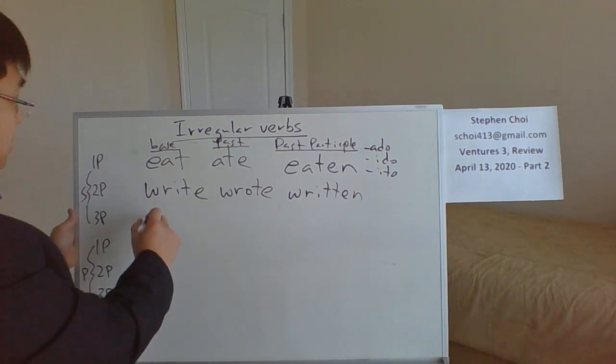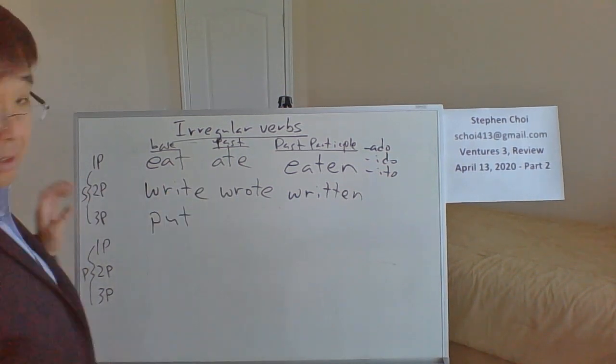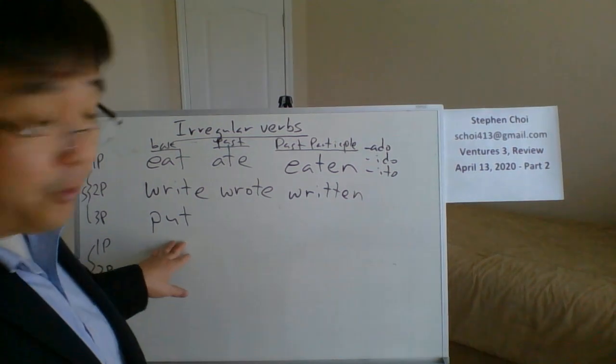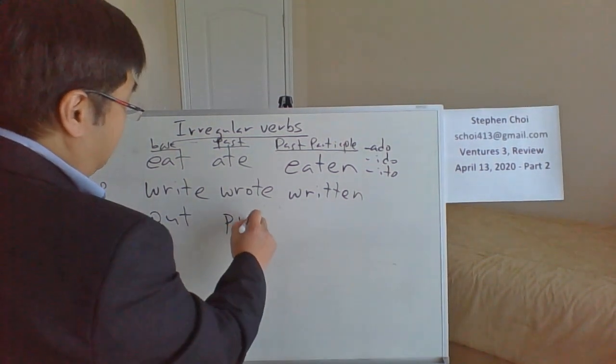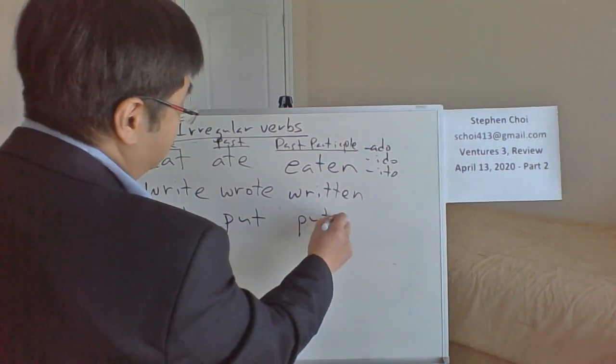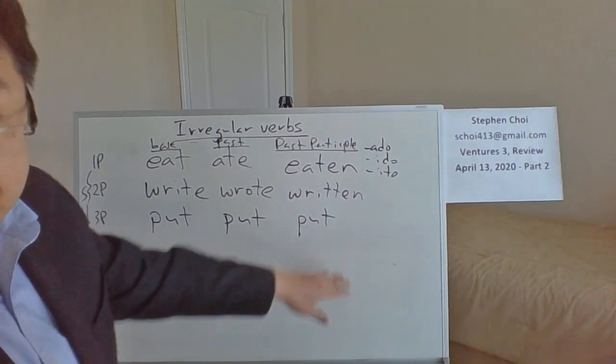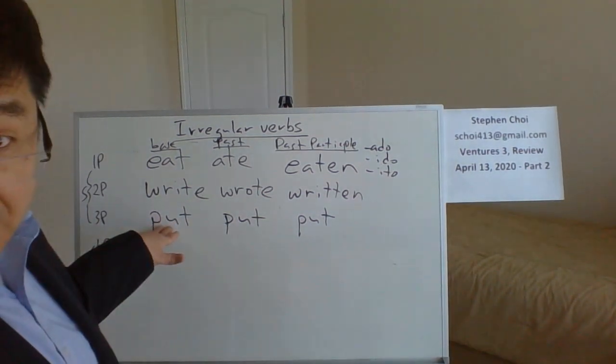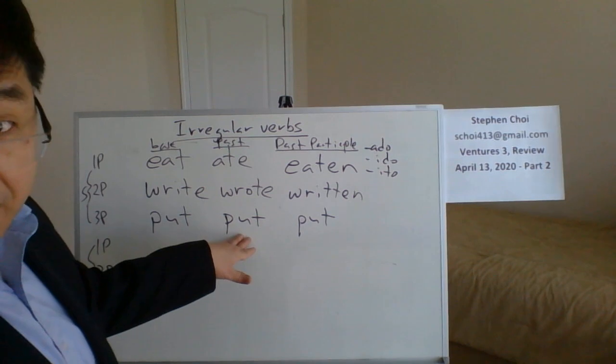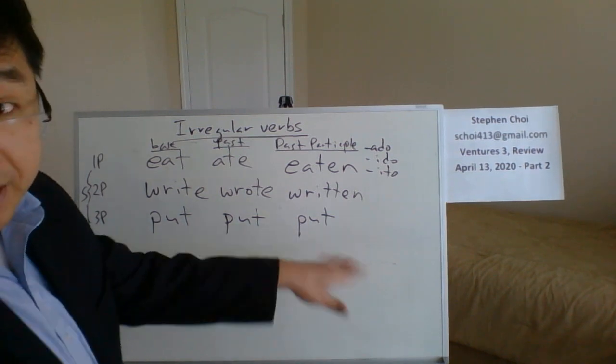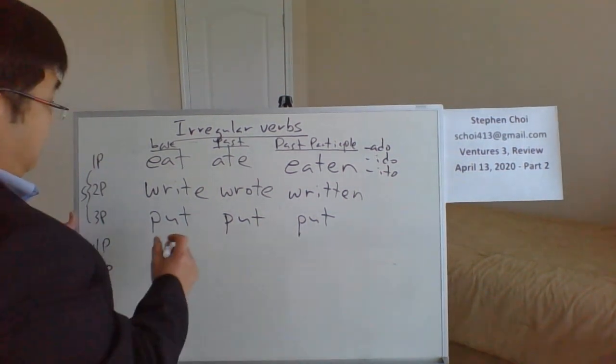What's another one? How about put? That's irregular. Why is it irregular? Because all three forms are the same. Put, put, put. I put it now. Yesterday I put it. I have put it. All right. What's another one?